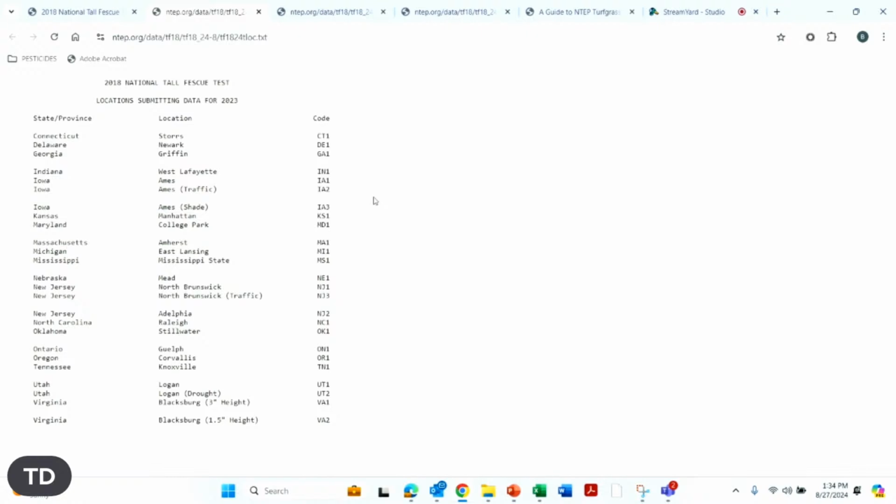So Connecticut, over at Storrs, the state code there, Oli, when you're looking at these NTEP charts, is called CT for Connecticut. It has the numeral 1, meaning that's the Connecticut number 1 location. There may be more than one location that does testing at Connecticut, but this is Connecticut number 1. They've got Delaware, Georgia, West Lafayette, my home state and my alma mater, Purdue, IN1. That's West Lafayette, they are doing tall fescue research there.